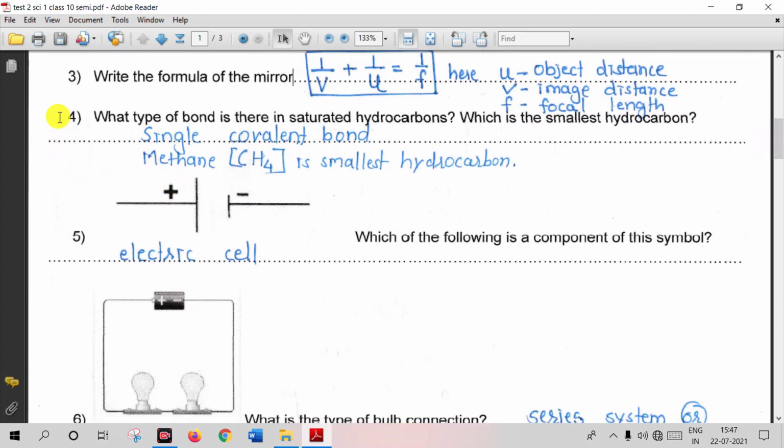Question number 4. What type of bond is there in a saturated compound? The answer of this question is single covalent bond. And which is the smallest hydrocarbon? The answer is methane, that is CH4 is the smallest hydrocarbon.